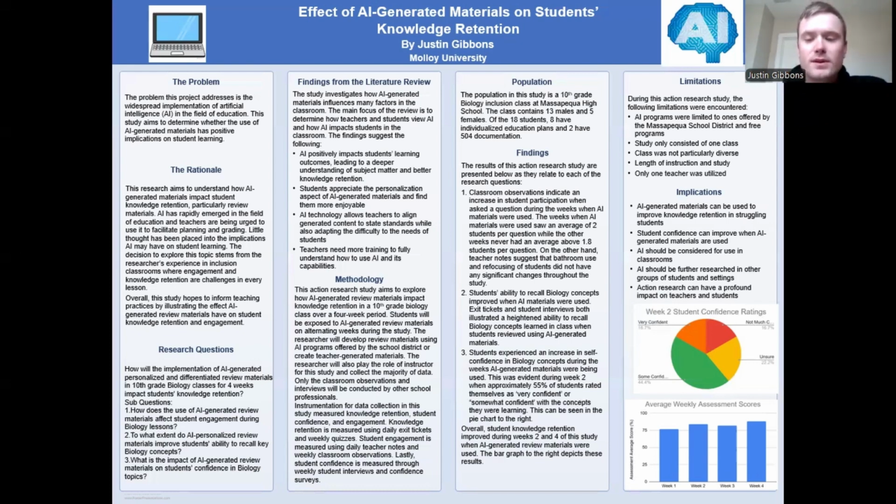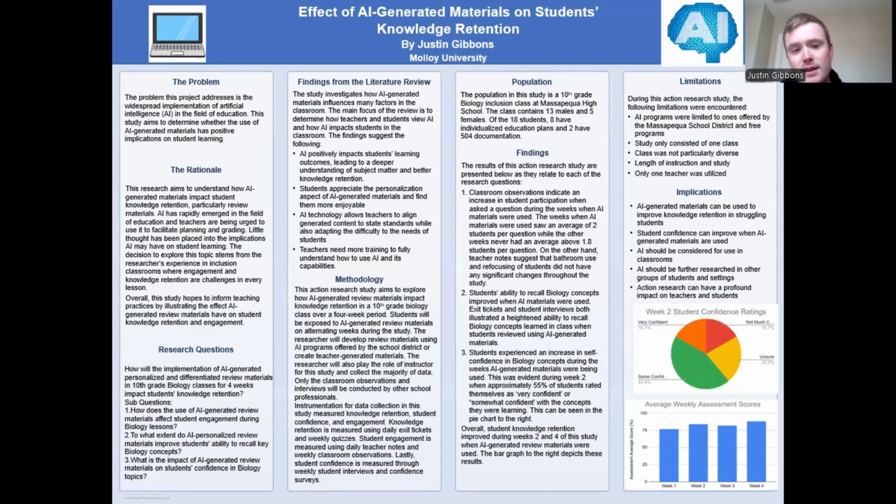So, before we dove into the action research, we actually performed a literature review just to see what was out there already, like what work is being done in the field of AI and education. So there were four main findings that our research suggested. First, that AI positively impacts student learning outcomes, leading to a deeper understanding of the subject matter and better knowledge retention.